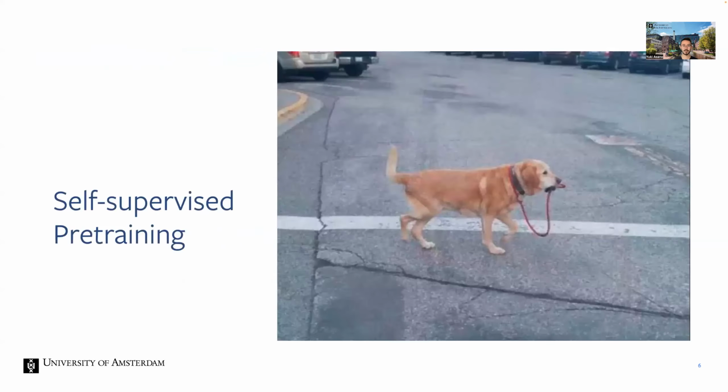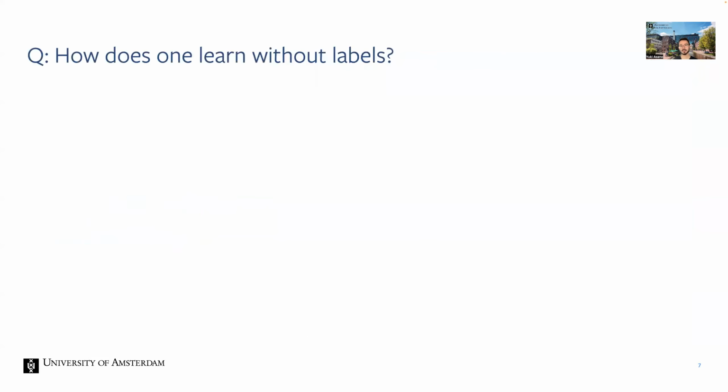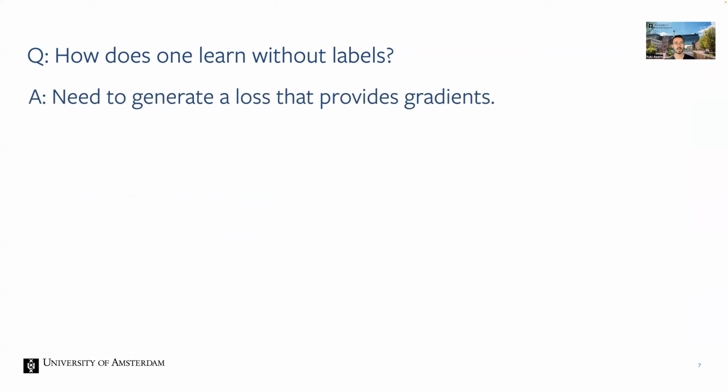All right, so we'll start with a review of self-supervised learning that we had also briefly covered in Deep Learning 1. So the goal of self-supervised learning is to answer this question: how can we learn without labels? And more specifically, how can we learn deep neural networks without labels? The answer is that we need to generate a loss that provides gradients, and that's all we need, right? And then we have our backprop technique and can throw optimizers at it. And of course, a data set.